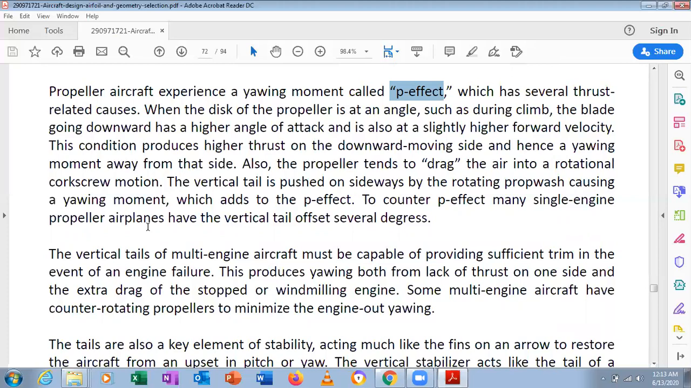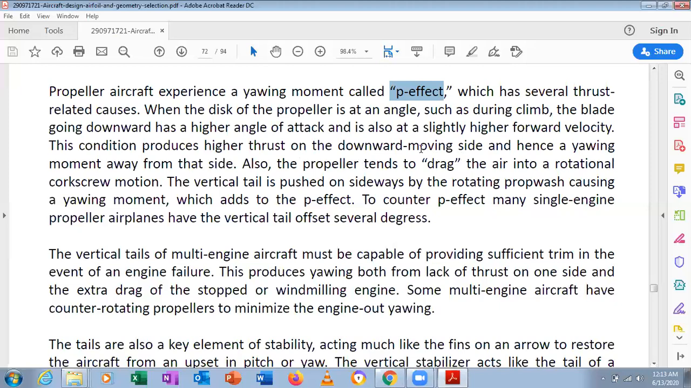Because we have thrust-related causes, a lot of force will be acting on the propeller. When the disc of the propeller is at an angle, such as during climb, the blade going downward has a higher angle of attack and slightly higher forward velocity. This condition produces a higher thrust on the downward-moving side, and a yawing moment away from that side.